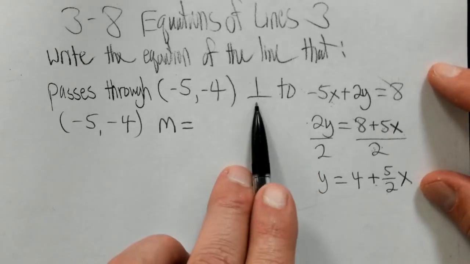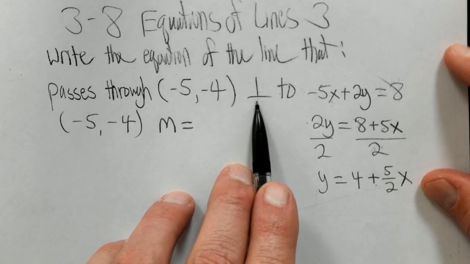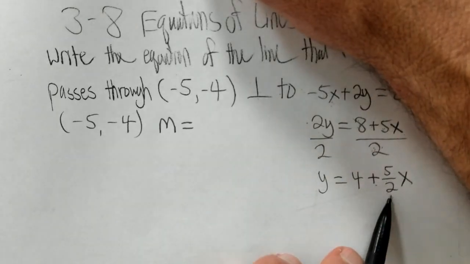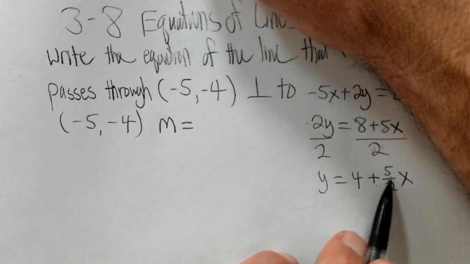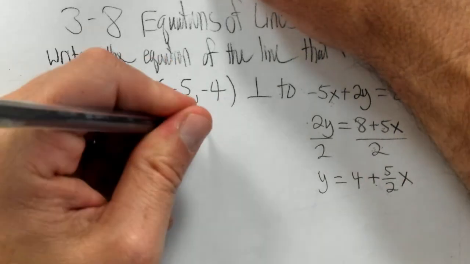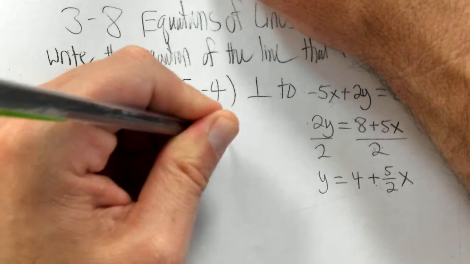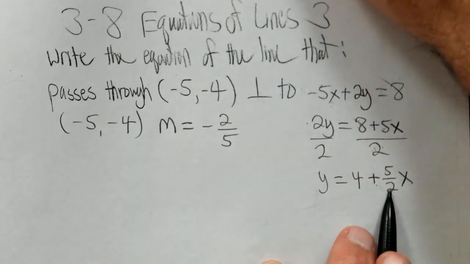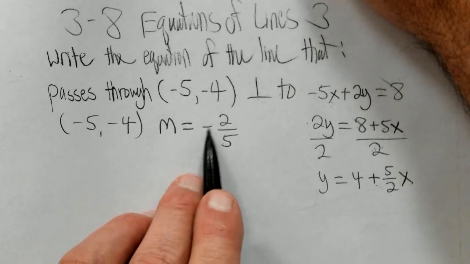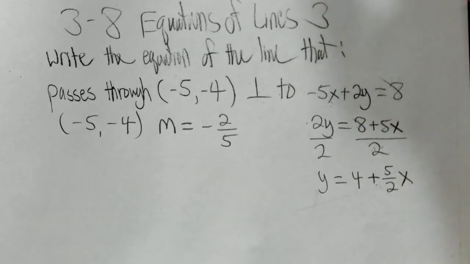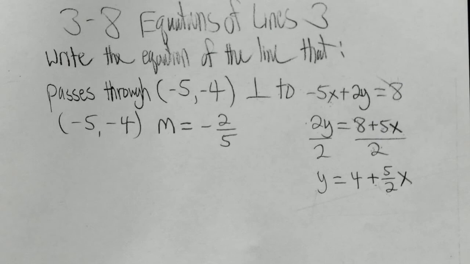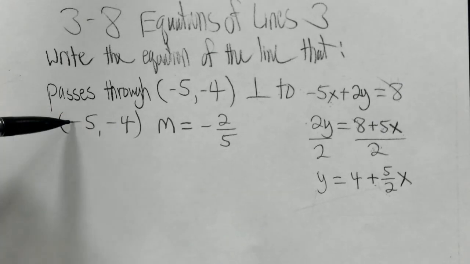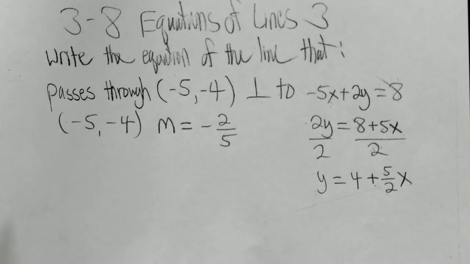Well, remember, the line that I have is perpendicular to this one. So that means the slopes are going to be opposite reciprocals. So what do I need to do with 5/2? I need to flip it to -2/5. Okay, so if the slope of this line is 5/2, the slope of the line that I want is -2/5. And now we've got both parts that we need. We have the slope, we have a point, and so now we're ready to plug into point slope form.